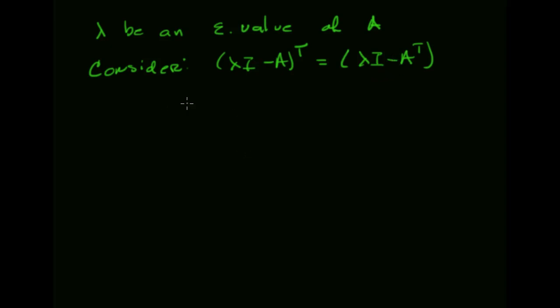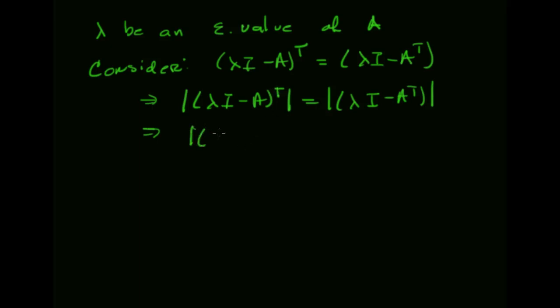Think about that for a minute. This means that the determinants have to be the same. The determinant of a transpose is equal to the determinant of the matrix. So that kind of works like this.